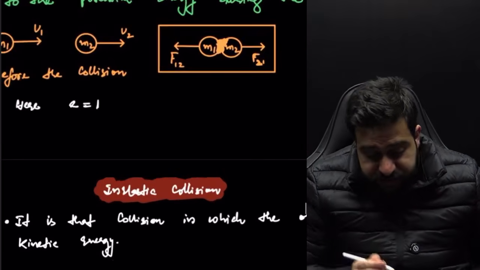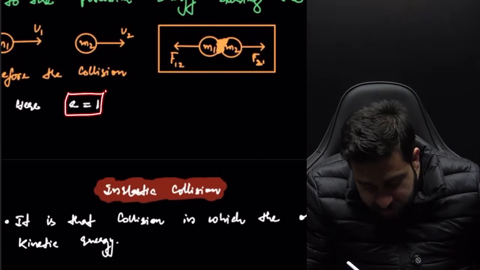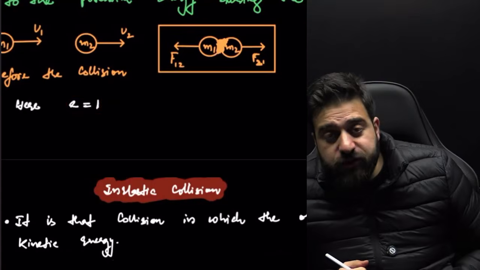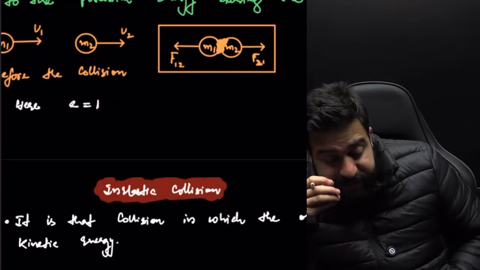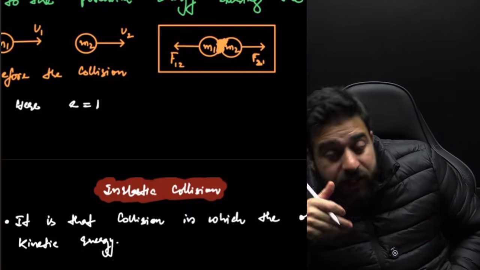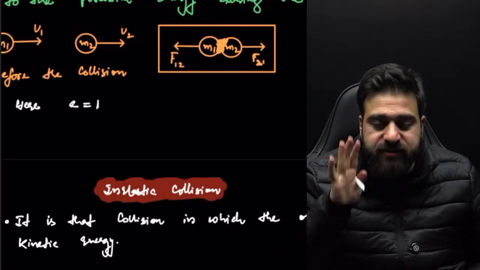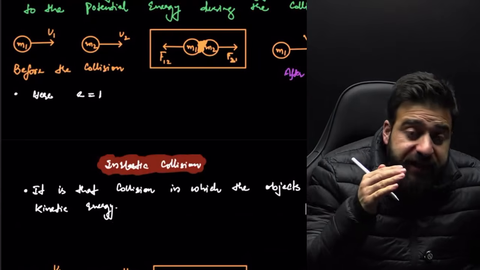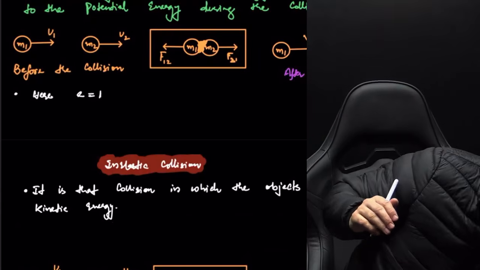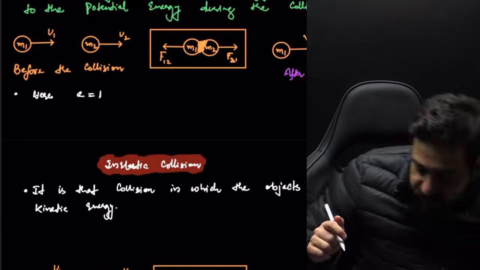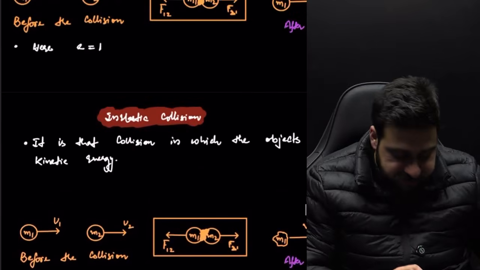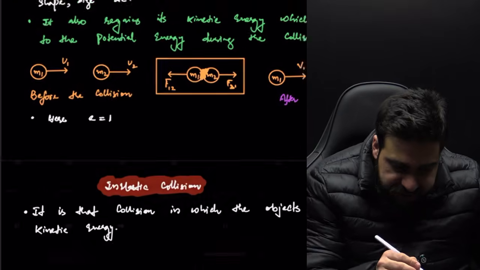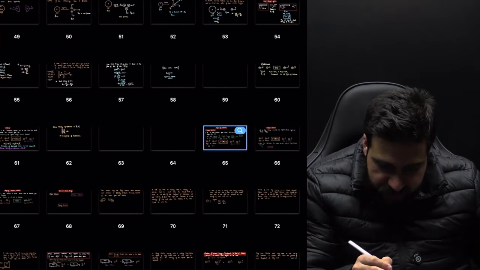Now see, for elastic collision, the coefficient of restitution is 1. Now you got the feel of coefficient of restitution. It basically tells you what type of collision is there. If e is 1, it means elastic. So it is decided by the coefficient of restitution what type of collision is taking place. Now, certain things we need to understand in this one.